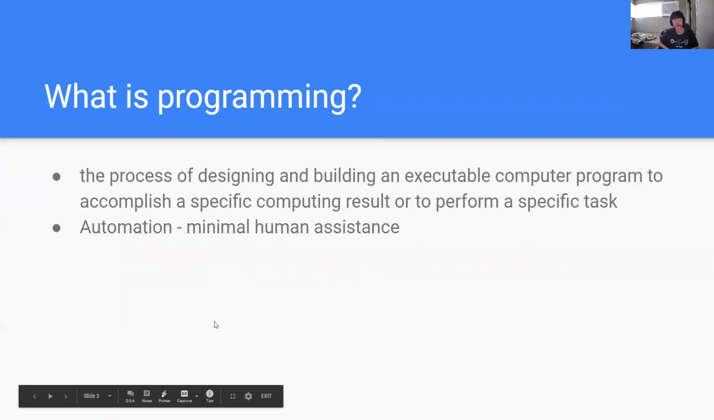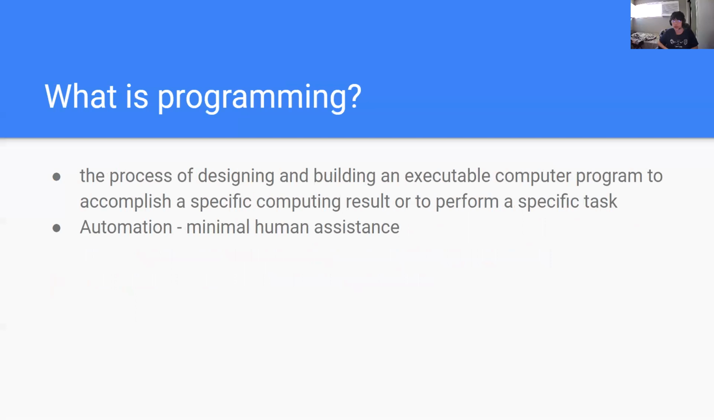Now, a further in-depth look at what programming is. Programming is the process of designing and building an executable computer program to accomplish a specific computing result or to perform a specific task. What does that mean? That just means programming is the process of creating a program to accomplish something. You could say that I'm creating a program when I take a piece of paper and a pencil and I'm writing out what I want the computer to do. That in itself is called programming, because you're writing out what you want the computer to do in a program.